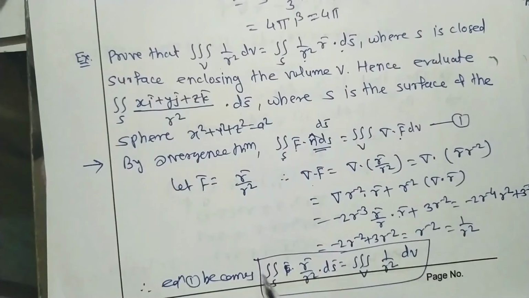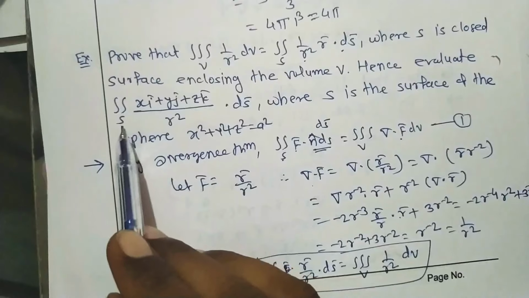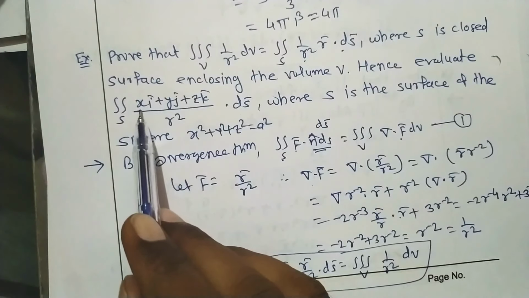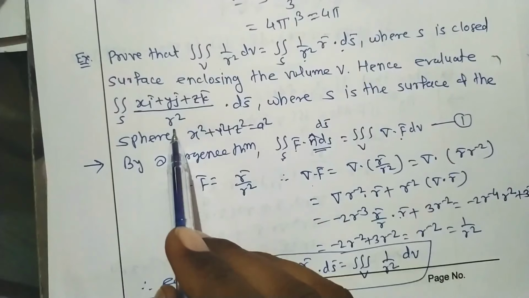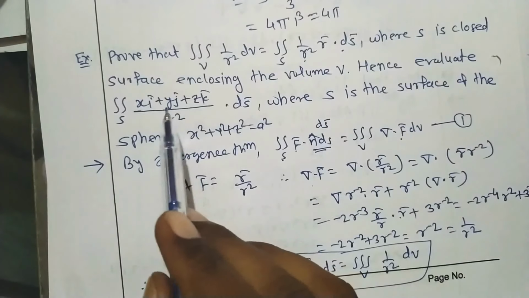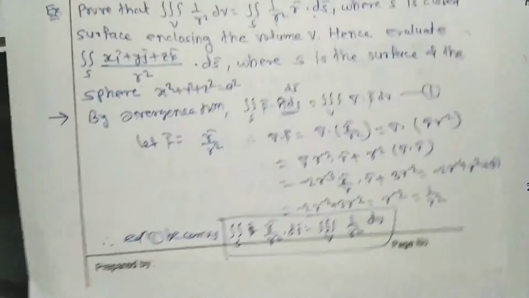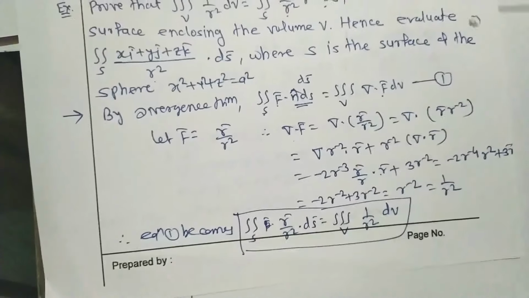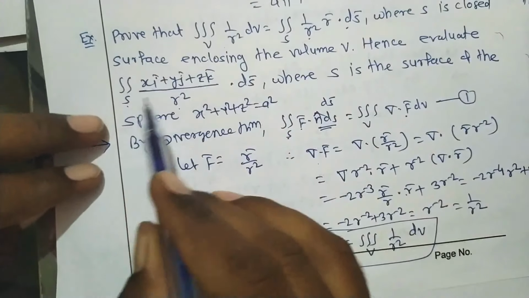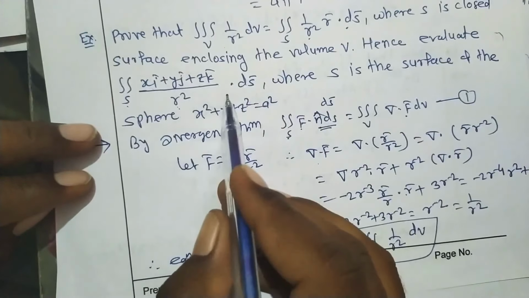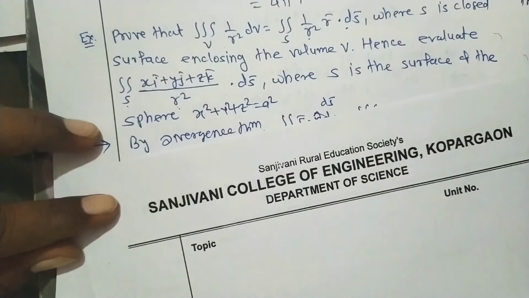What is the second part? In the second part, evaluate the double integral over the surface s of (x i bar plus y j bar plus z k bar) upon r square dot ds bar. And we know that this x i bar plus y j bar plus z k bar is r bar. So simply we have to evaluate the double integral over s of r bar upon r square dot ds bar.